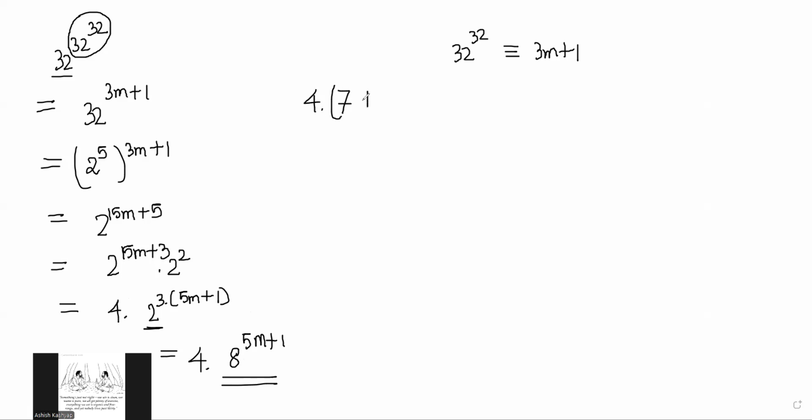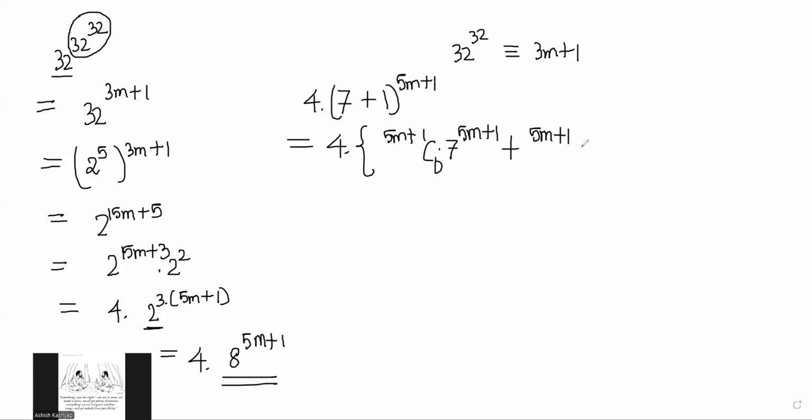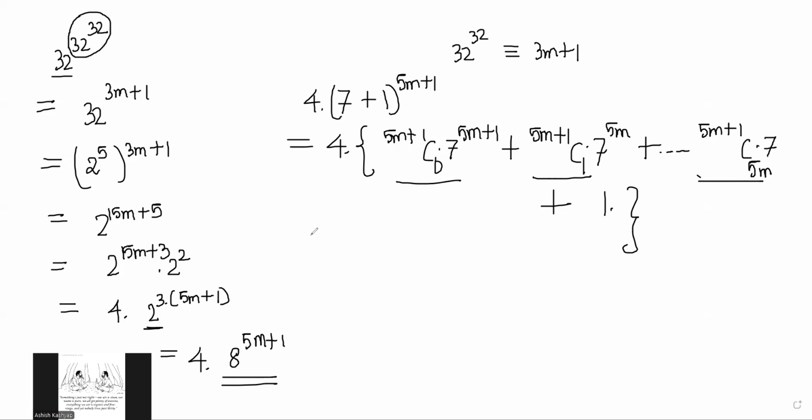So now I can write this as 4 into 7 plus 1 to the power 5m plus 1. So therefore it will become 4 into 5m plus 1 C0 7 power 5m plus 1 plus 5m plus 1 C1 7 power 5m, and so on. You'll keep getting terms till 5m plus 1 C5m into 7, and plus you'll get a final term of 1, right? So notice that all of these terms are divisible by 7, and therefore the only remainder will be 1, but it is multiplied by 4. So overall you'll get 4 mod 7.